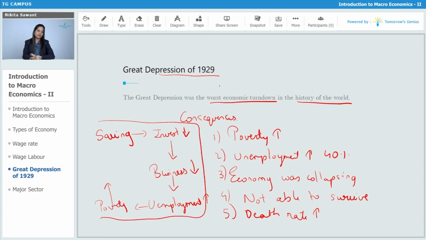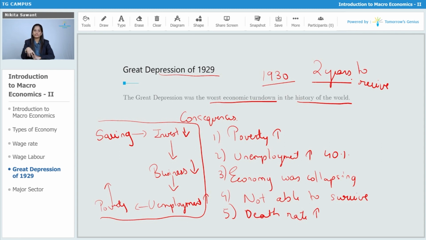This particular thing, the Great Depression, ended in 1930. Even after 1930, the world took 2 years to revive. That means, to control the damage and get back to the situation before the Great Depression, it took 2 years for the economy to revive. So we can assume the level of damage that happened during the Great Depression.